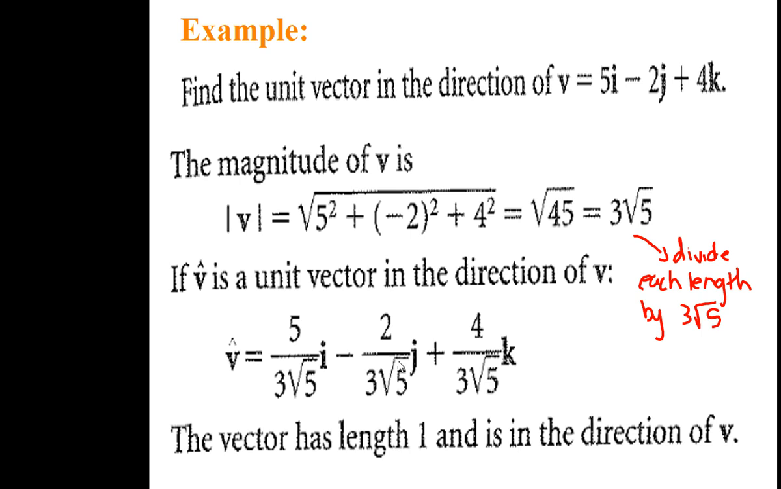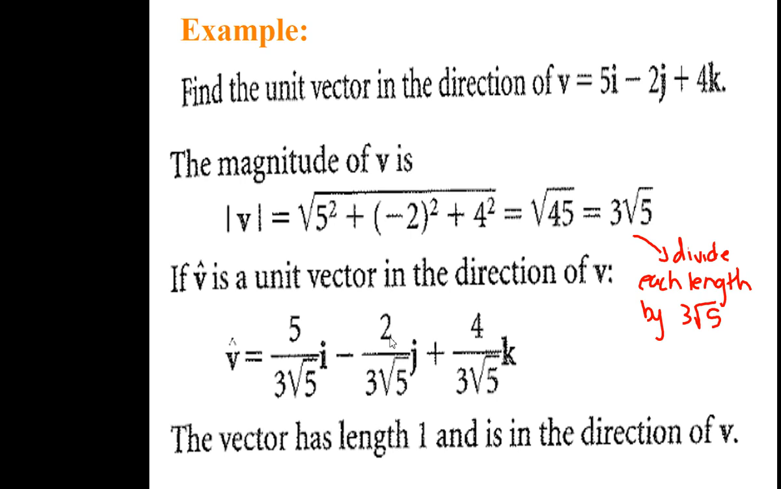Feel free to, if you want to prove it, work out the magnitude of this. If you square this plus the square of this plus the square of this and take the square root of that, feel free to pause and do that on the side, you'll find that the answer ends up being 1. Feel free to pause and give that a go now. So hopefully you paused and you did that.